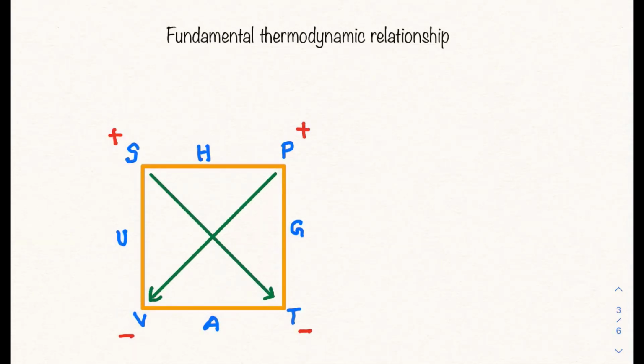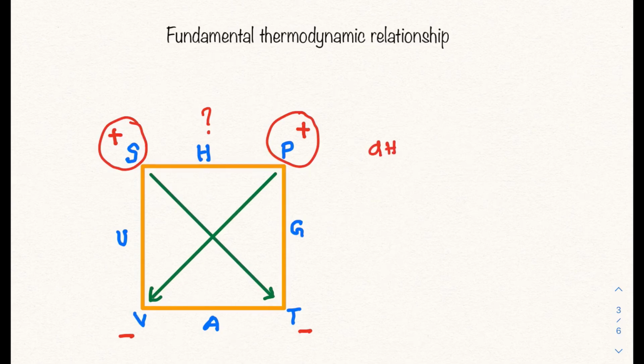First of all, we are going to see how H is related to corner points S and P. Here, dH equals plus T dS plus V dP. We have the adjacent variables dS and dP. Also, we have T and V lying on the end of the arrow as constants.